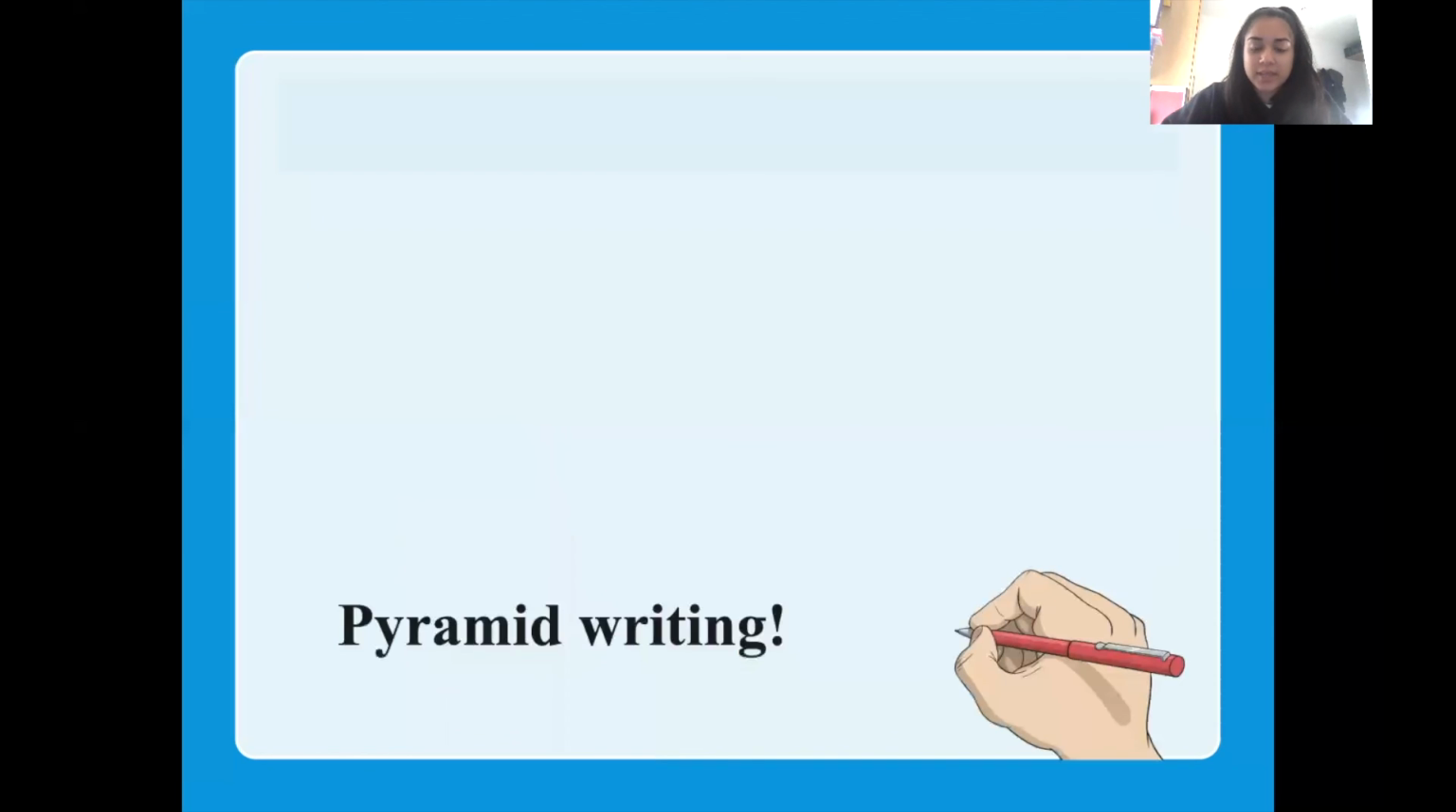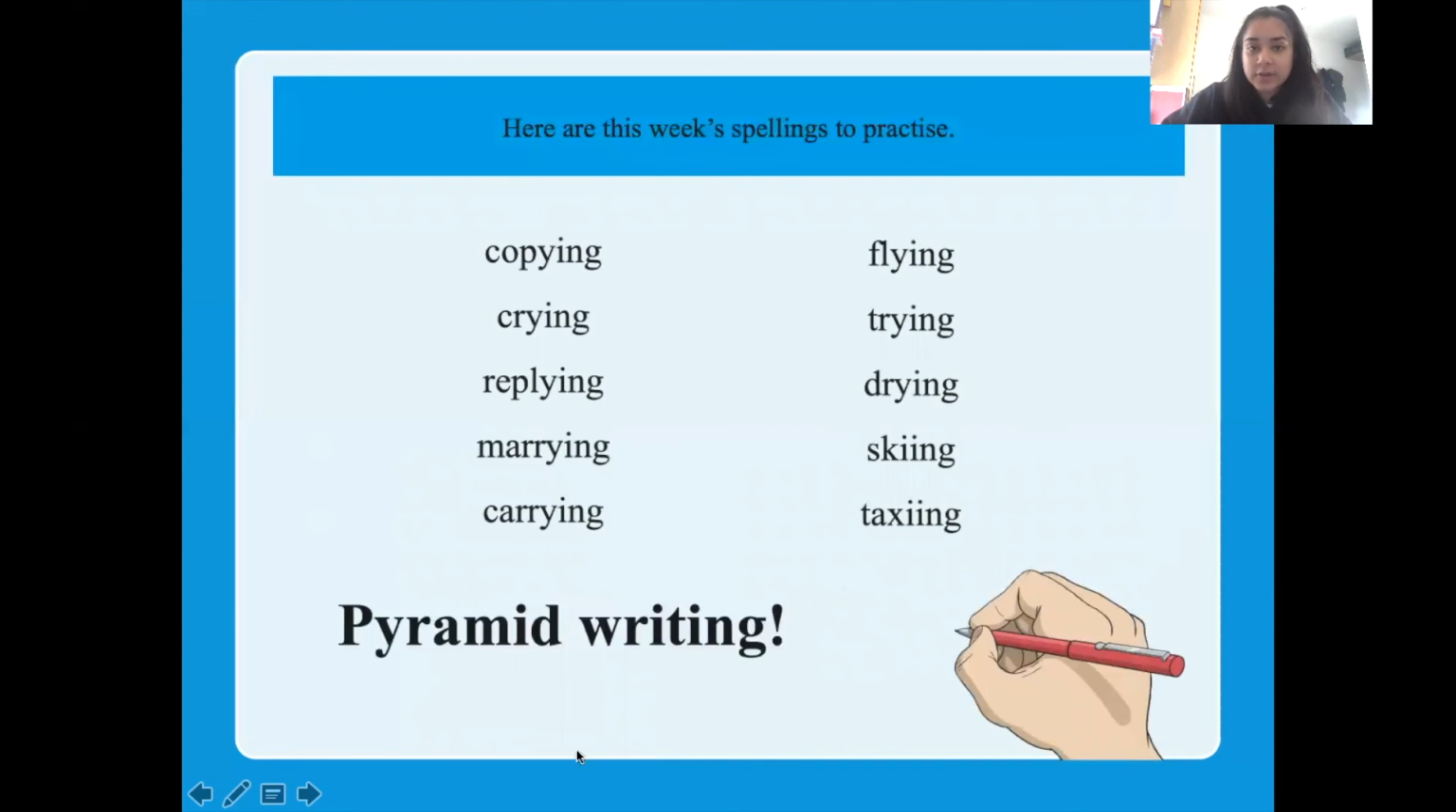Brilliant, well done. Okay, so today, these are going to be your spelling words for next week to practice during the week. So we've got copying, crying, replying, marrying, carrying, flying, trying, drying, skiing, taxiing. Okay, I'd like you to pyramid write all of these words so that you have them locked in your memory for next week's spellings. And if you'd like a challenge, have a go at writing sentences using these words. And feel free to use a dictionary to help you.